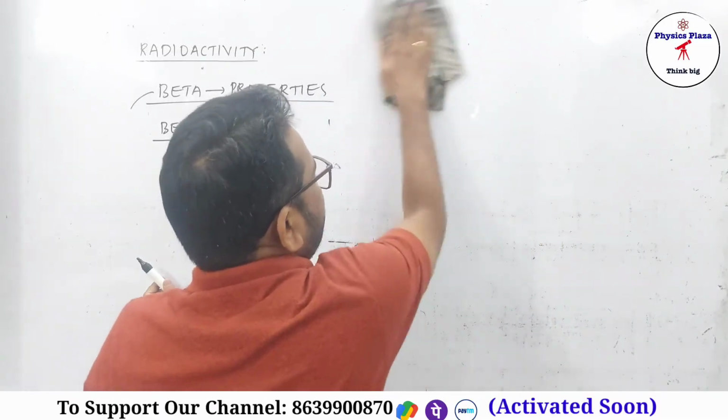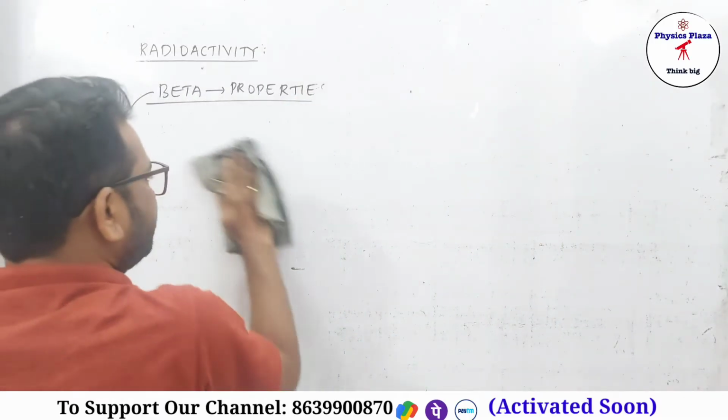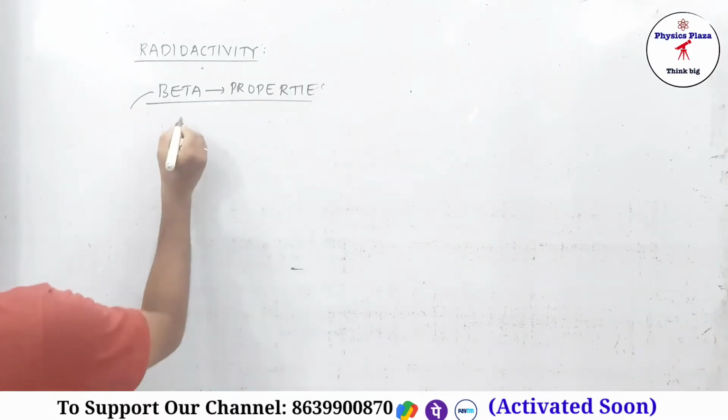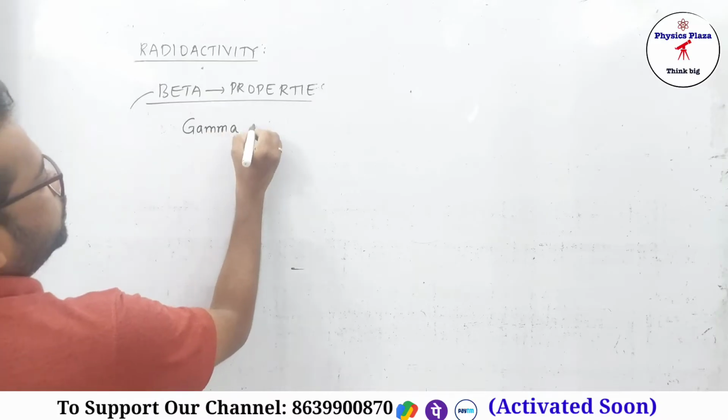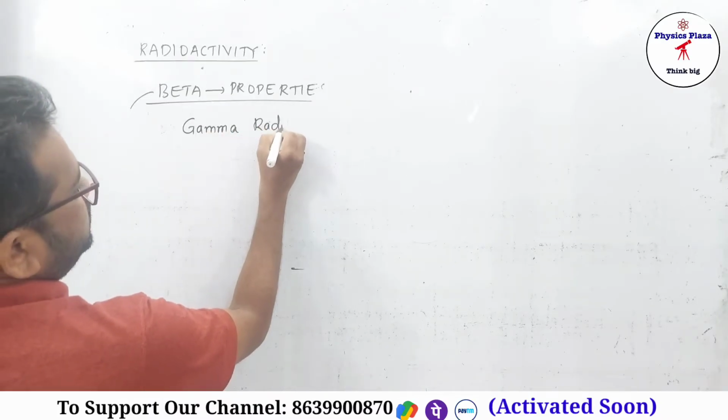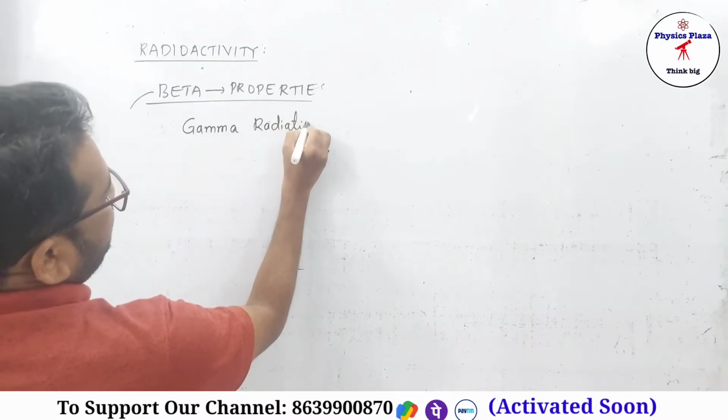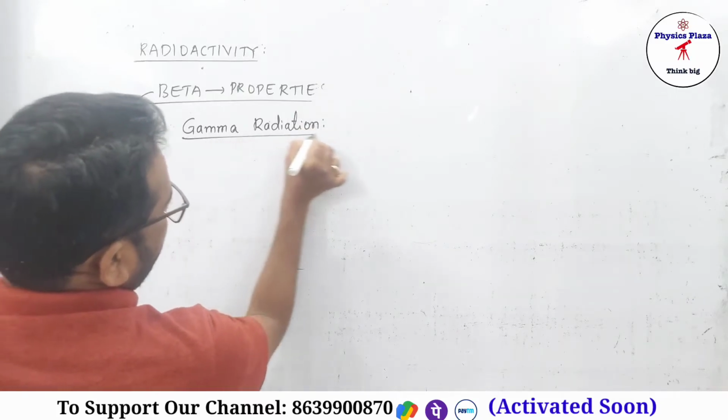Fine. Now let us see about the gamma radiation. Children, generally we say alpha particle, beta particle, but here we say gamma radiation. Why are we saying it is a gamma radiation? Because these do not possess mass. A particle should possess some mass.